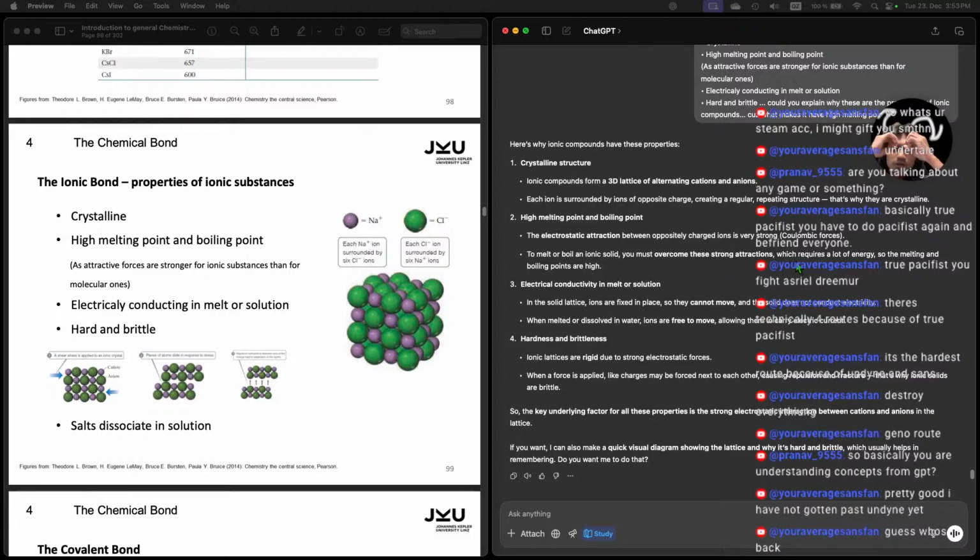But how does external heat result in breaking this ionic bond? Do they return the shifted electron? Is that what you get?